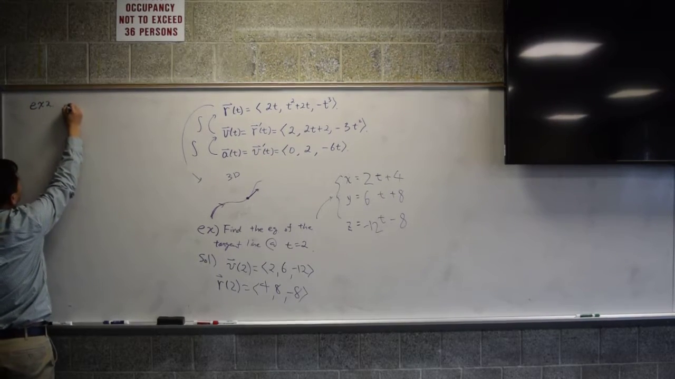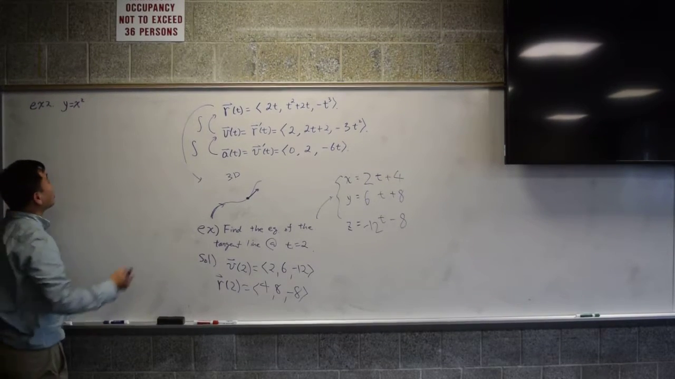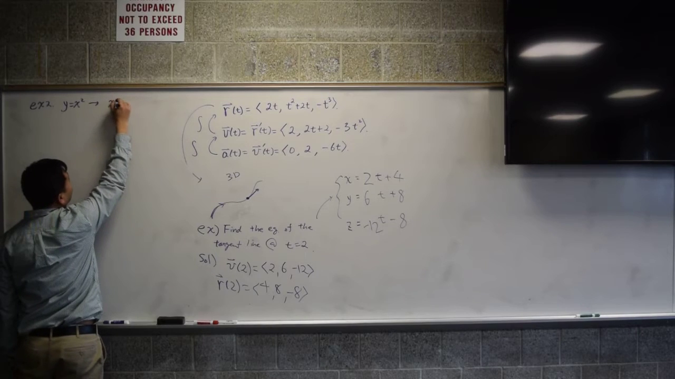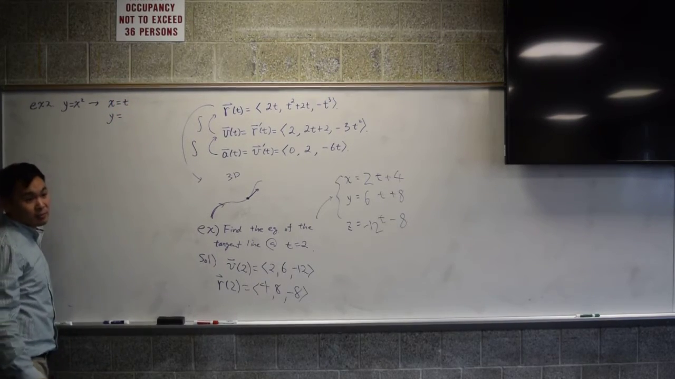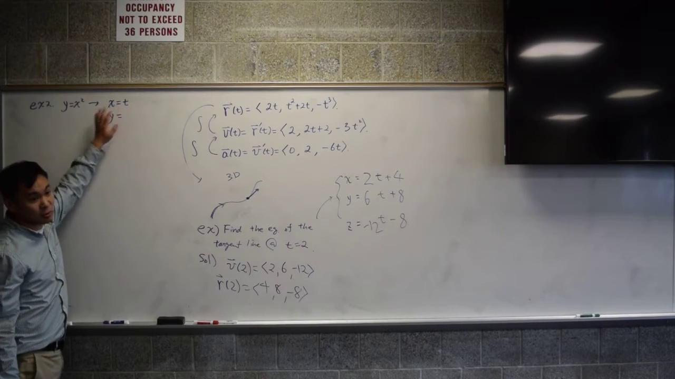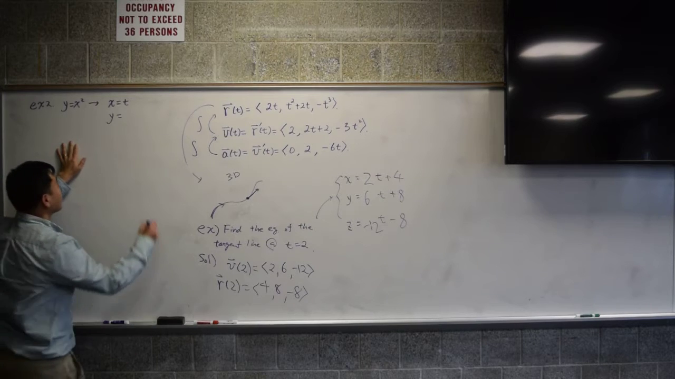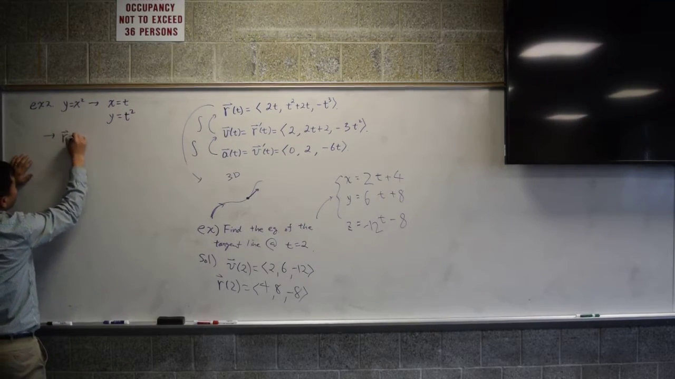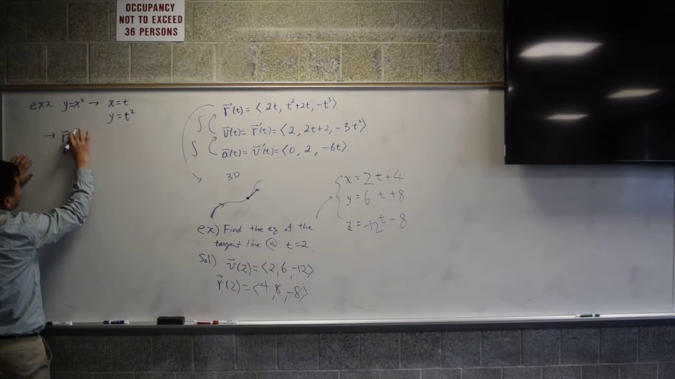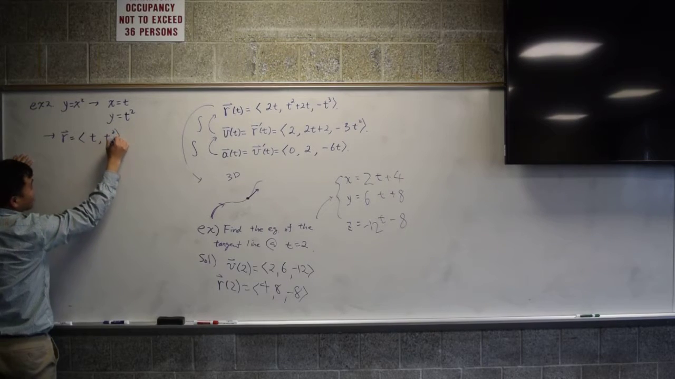Example 2 will be, let's say you have y equals x squared. You can parameterize this by setting x equals t, and y would be what? If I say x is t, what's y? T squared. Right? So that your vector valued function can be written as x comma y, so you have t comma t squared.